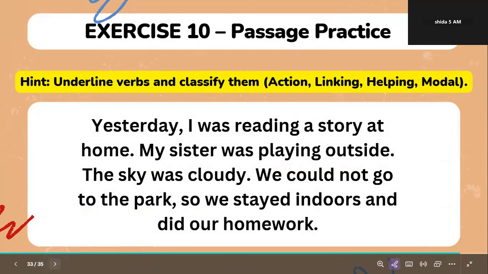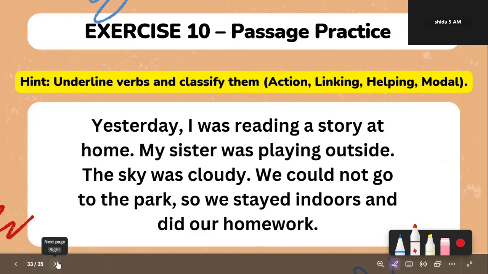Then exercise number 10. It's like a passage practice, and we have to underline verbs and classify them as action, linking, helping, or modal. I'll read the passage and you have to write down the answer by yourself. Yesterday, I was reading a story at home. My sister was playing outside. The sky was cloudy. We could not go to the park, so we stayed indoors and did our homework.